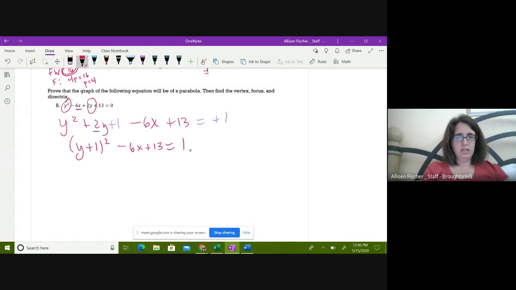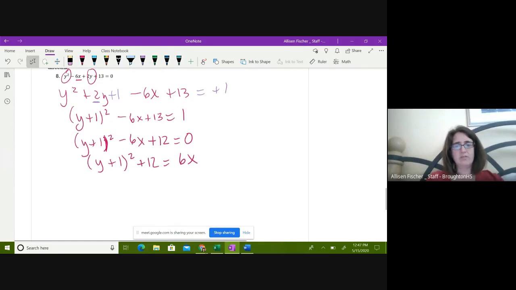We can certainly bring the 1 over to this other side. So y plus 1 squared minus 6x and then plus 12. And then I'm going to put the 6x on the other side. Y plus 1 squared plus 12 equals 6x. And to get the x by itself, I'm going to divide everything by 6.